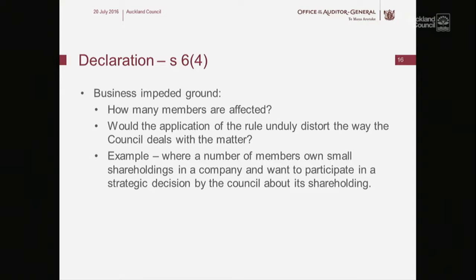In terms of the two grounds, the business impeded ground, this has applied in the past where a significant number of councillors have a financial interest, and so basically a large number of councillors can't take part in discussion and voting on a significant matter, and only a small number of councillors can take part.